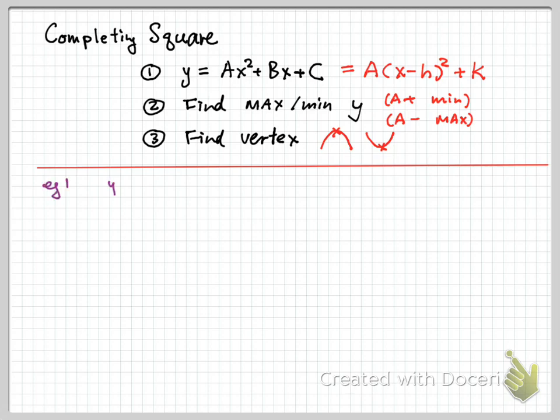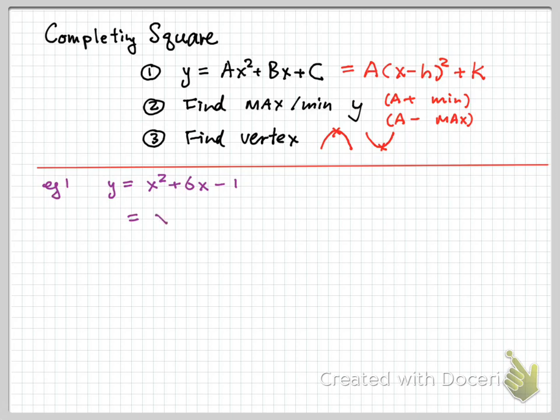Example 1. We want to find the maximum or minimum and the position of the vertex of this parabola, y = x² + 6x − 1. In order to do that, we have to find a magic number to complete the square. That magic number is found by taking the x coefficient, in this case 6. 6 divided by 2 is 3. The square of 3 is 9. So the magic number is 9.